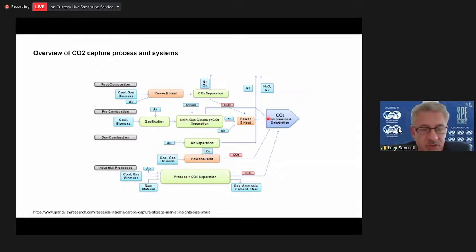Another one is oxy-combustion. It's basically another type of combustion, instead of using air, from the power and heat we inject additional oxygen, which can generate direct CO2 from the carbon generating the power and heat. And there are a number of industrial processes where coal, gas, biomass, and other raw materials can be used to produce gas, ammonia, cement, and other solids, even steel, where CO2 can be separated from these main elements.